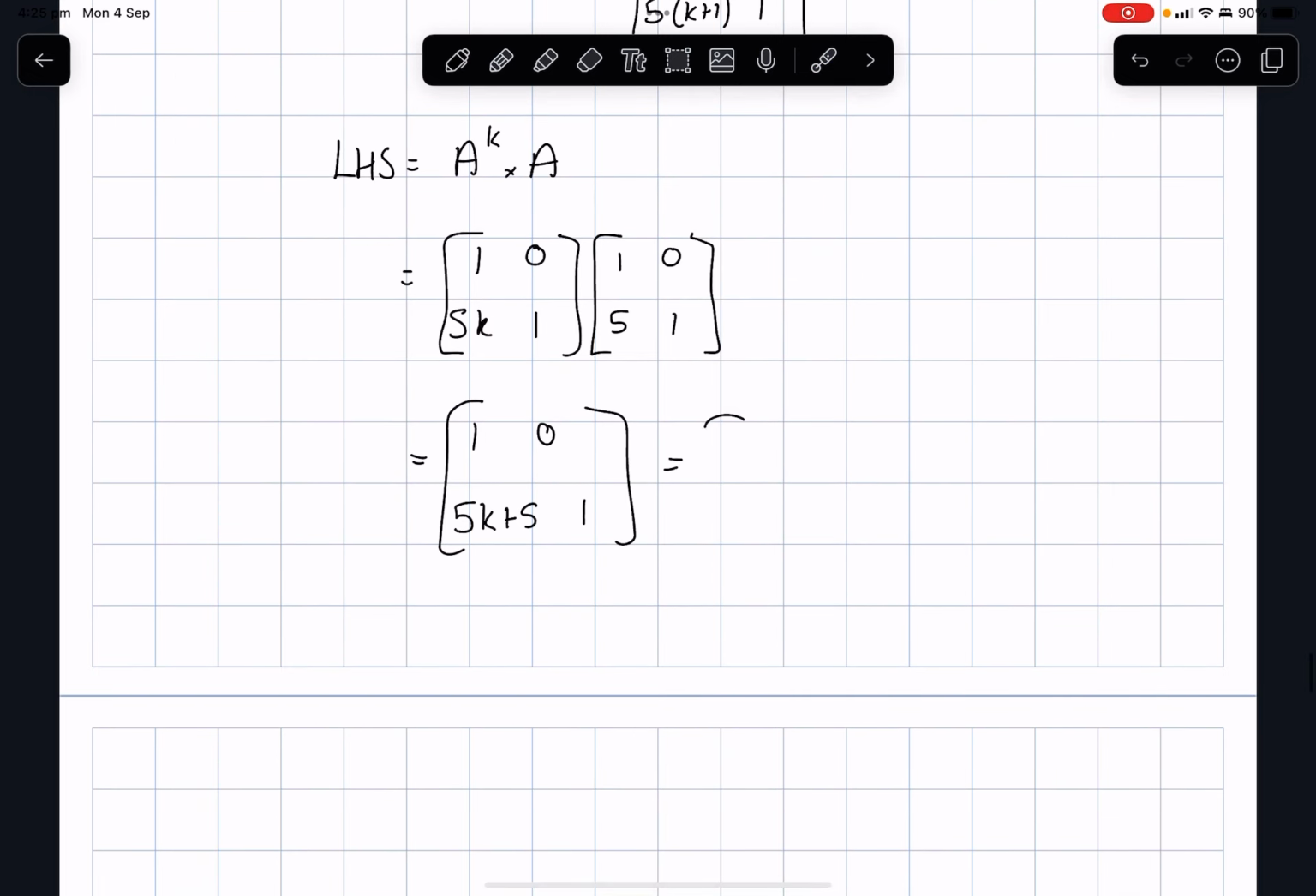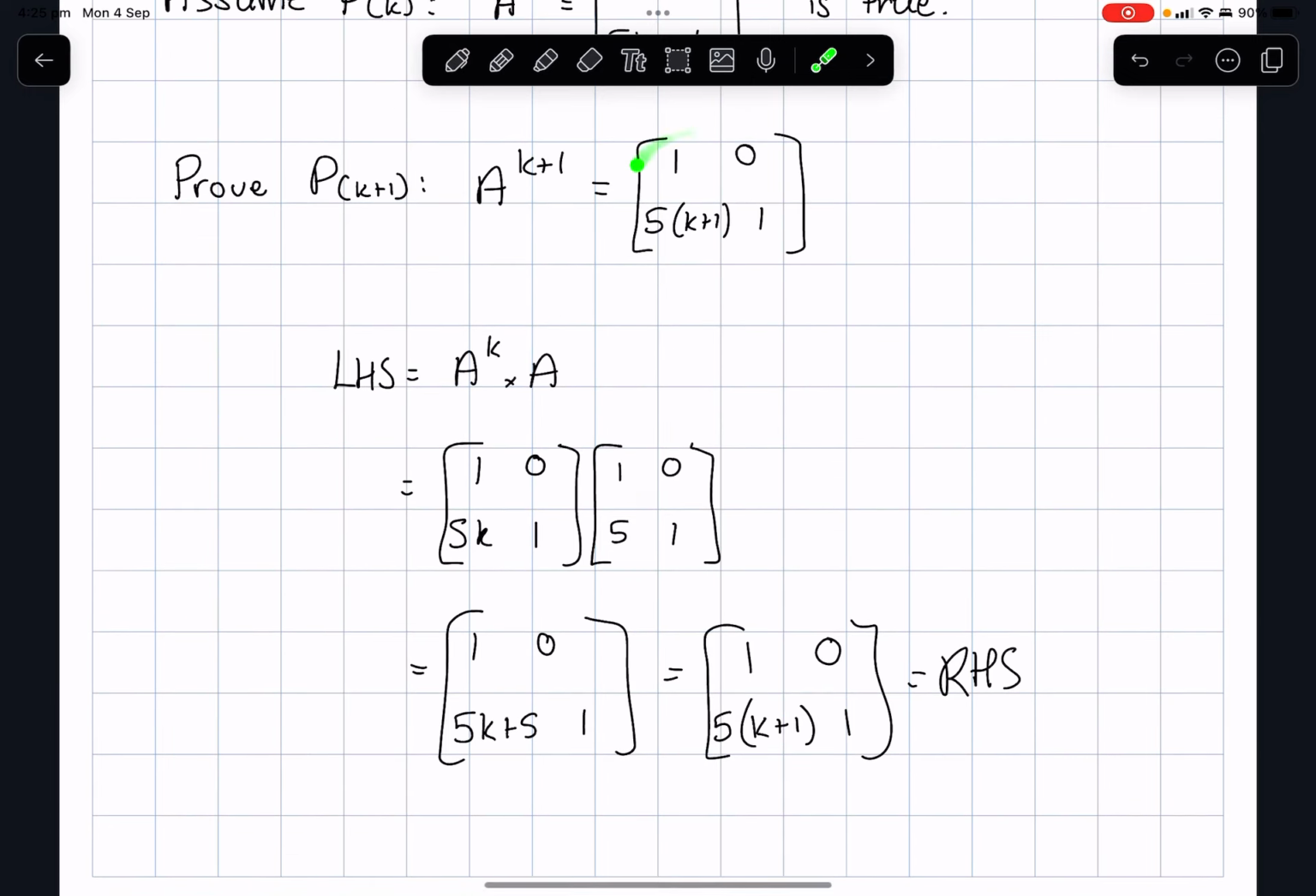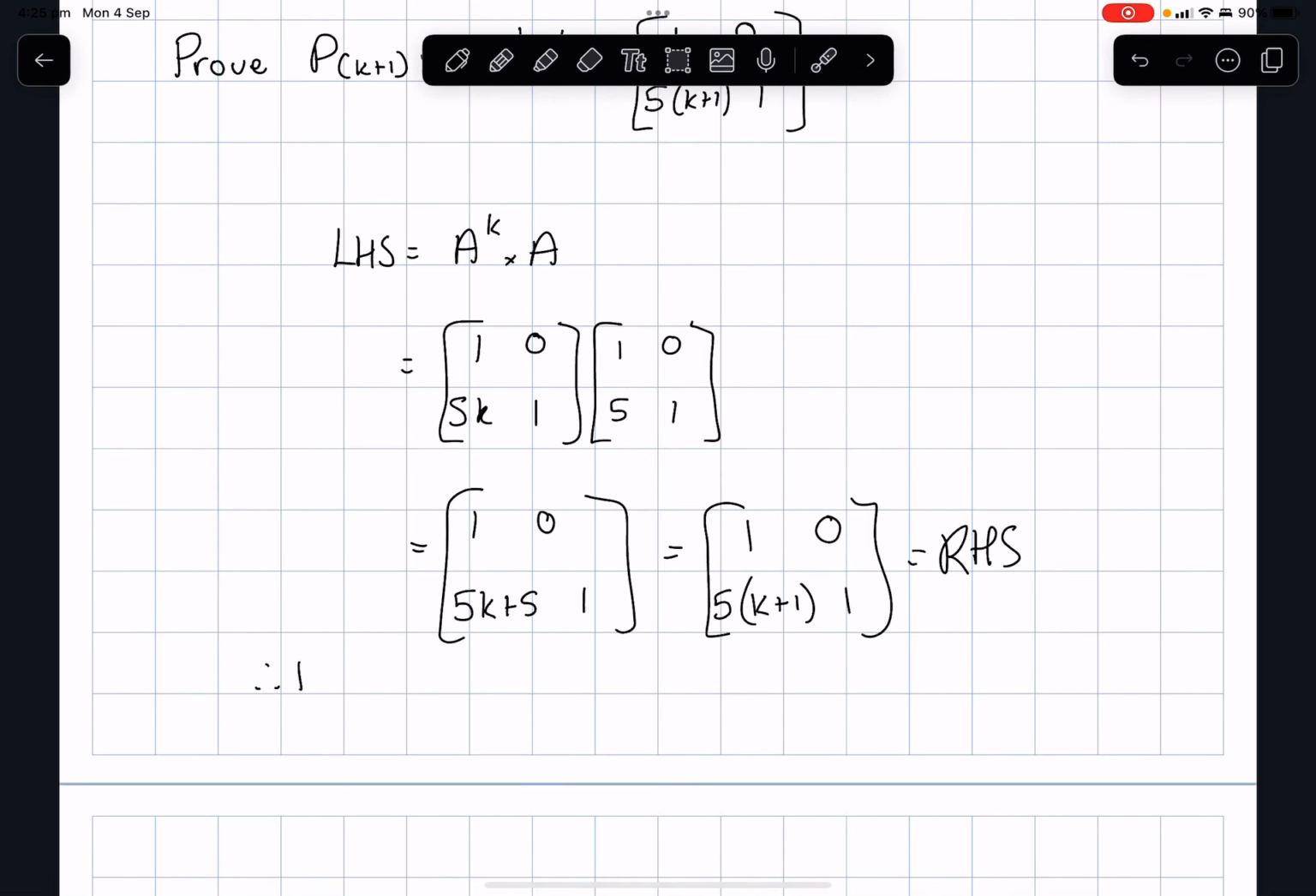Now, that nearly looks like what we want, but what we can do in this bottom left corner is take out a factor of 5. So then I've got k plus 1 here. Then I've got a 1, and that is now equal to my right-hand side, as we can see here. So we've got exactly the same. Therefore, P of k plus 1 is true.